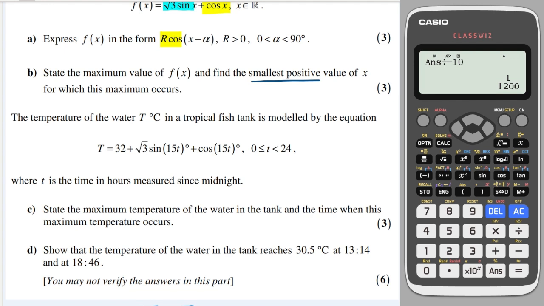It says the temperature of the water in a tropical fish tank is modelled by the equation, and it says that t is the time measured since midnight. That's quite useful. State the maximum temperature of the water in the tank and the time when this maximum occurs. This is a very similar question to the one we've just done.